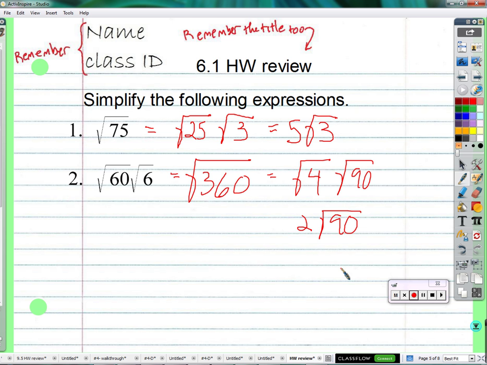3 times 30. 3 times 30, but 3 doesn't have a square root, not a nice one. And 30 also. Josie? 9 and 10. What about 9 times 10? Yes, 9 has a nice square root. So we have 2 times the square root of 9 times the square root of 10. Square root of 9 is 3. 2 times 3 is 6, 6 root 10.